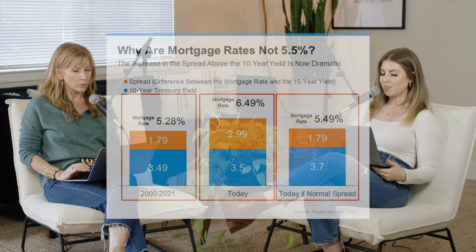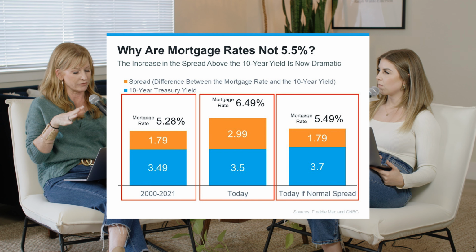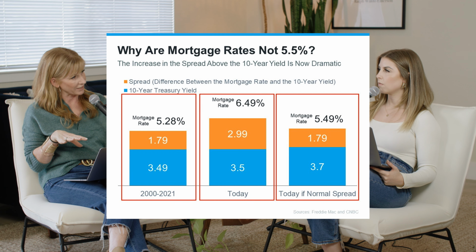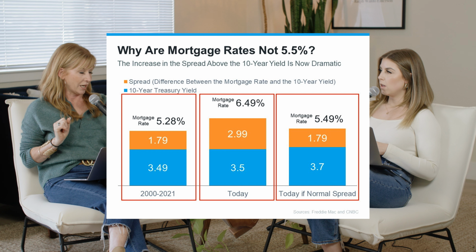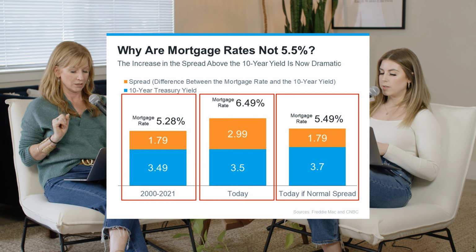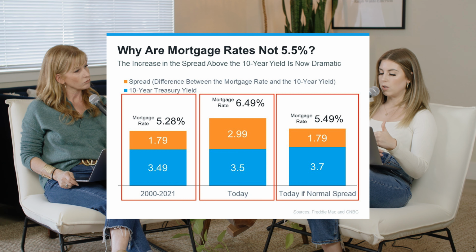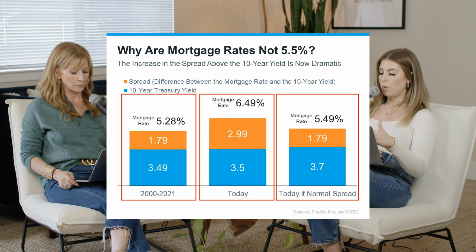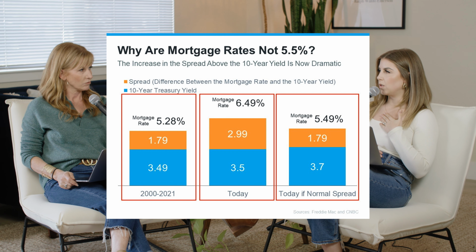But this Keeping Current Matters graph that we're looking at here shows that right now the average over the last 50 years has been 1.79% higher than the prime, but now it's 2.99% higher. So for example, today, if the 10-year Treasury yield is at 3.5% and the mortgage rate is 2.99% higher, then the mortgage rate that we as a consumer are going to get is 6.49%.